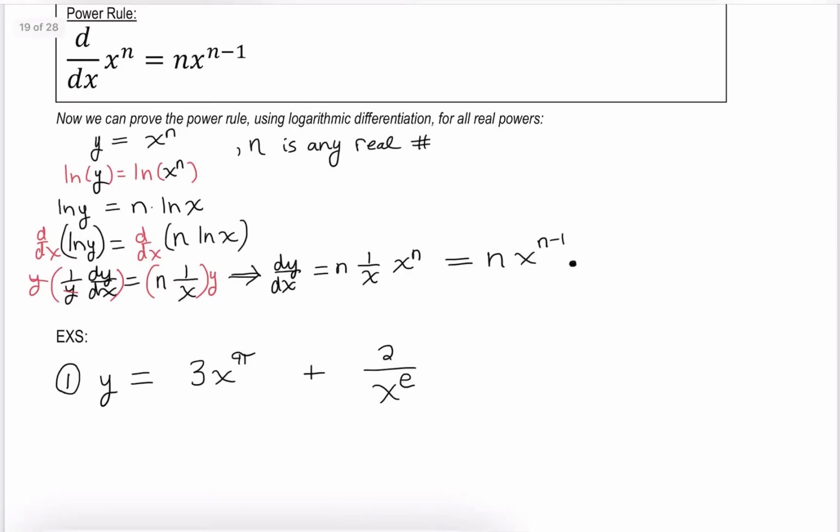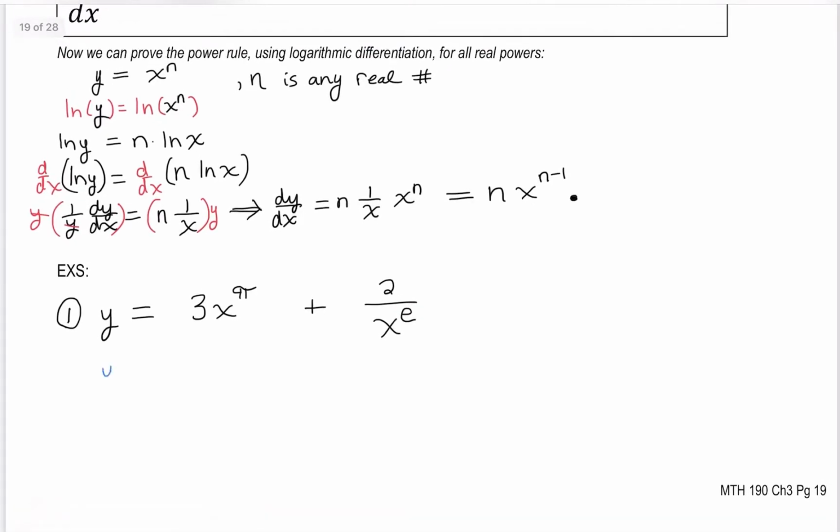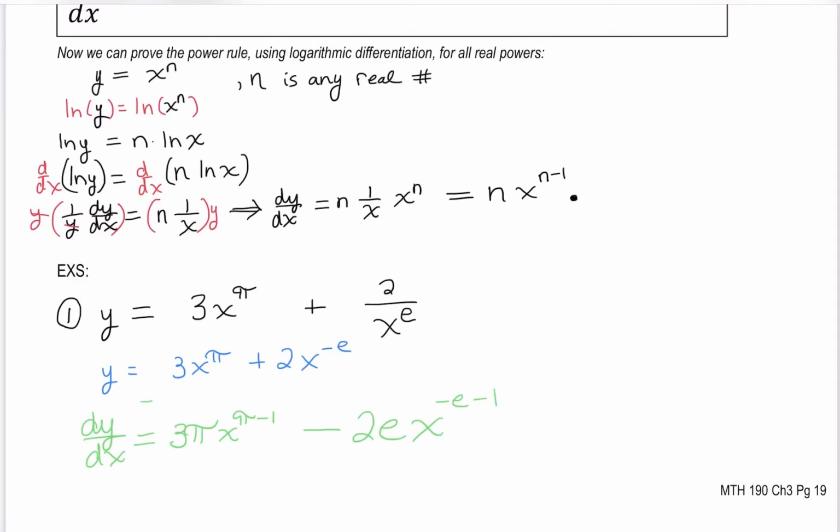So if I was going to take this derivative, probably the first thing I would do would be to rewrite this in that second term anyway. I would probably bring that up as my 2x to the negative e, and then we can take our derivative. So just power rule. So we bring down the pi, and then x to the subtract 1, pi minus 1. We bring down the minus e, so minus 2e, x to the negative e minus 1. Okay, so just power rule, but now with any real numbers. An exponent is now proven.